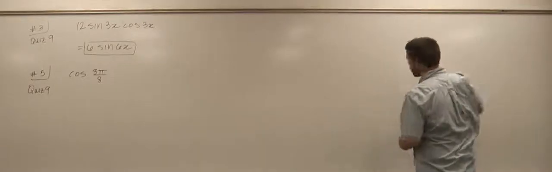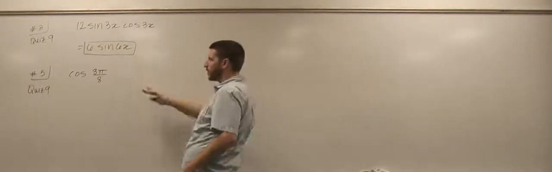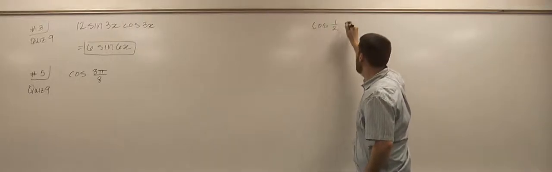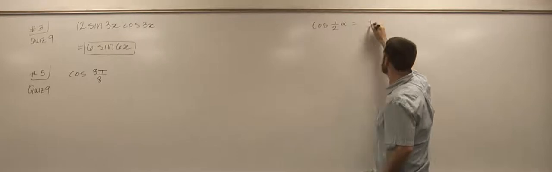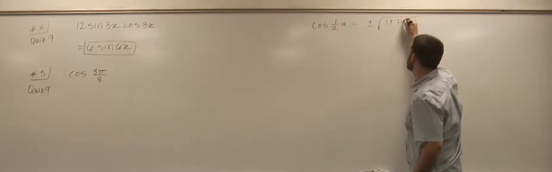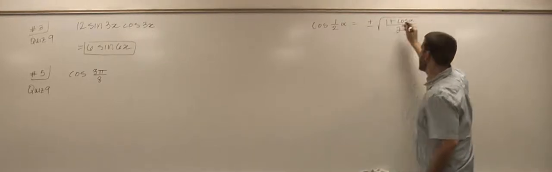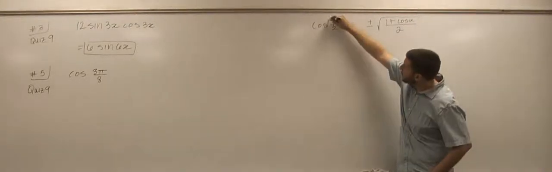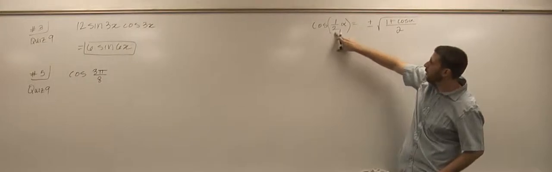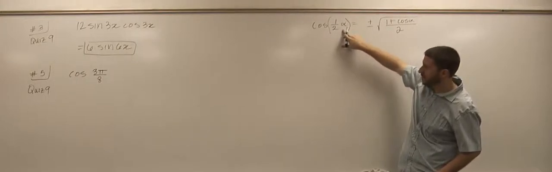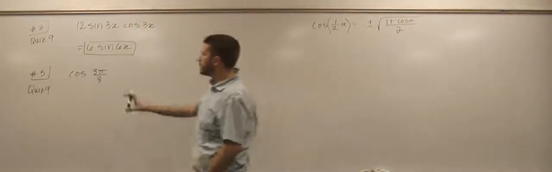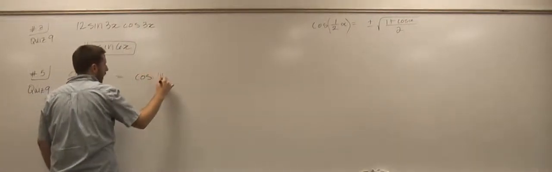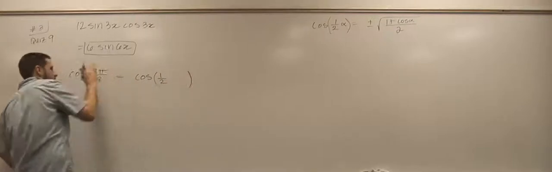So the way this works, well, first of all, it tells you to use half-angle formulas, so you should have in your head somewhere that cos of 1/2 alpha is equal to plus or minus the square root of (1 plus cos alpha) over 2. So this is the guy we're going to apply. In order to apply this, though, you have to have this exact format with a 1/2 times an alpha, with a 1/2 times an angle. So you're going to have to rewrite this as cosine of 1/2 of something.